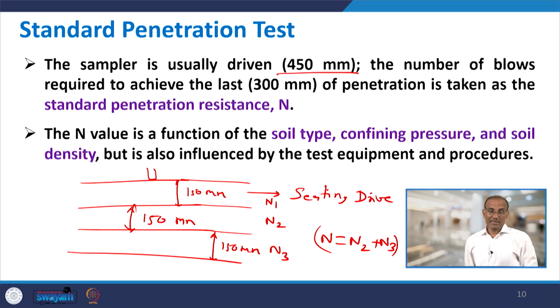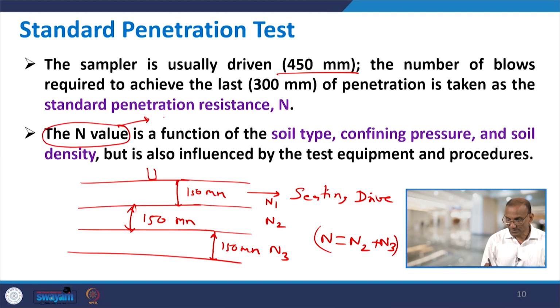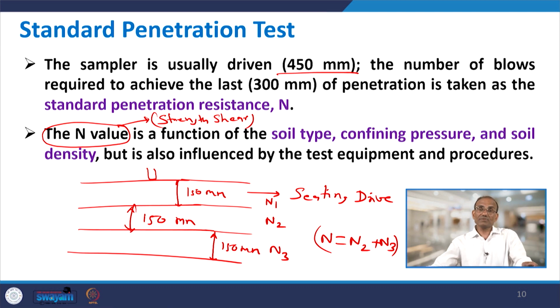The N value is a function of the soil type, confining pressure and soil density, but is also influenced by the testing equipment. So, here basically this N value will represent your strength, which is basically shear strength. And this will be influenced, that means if you have a better N, in that case your shear strength will be high.